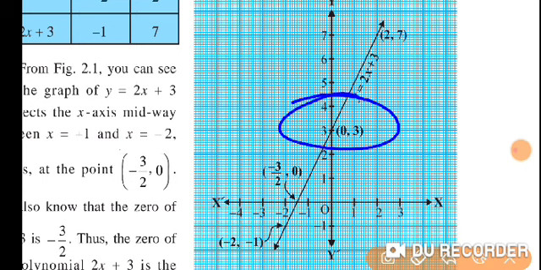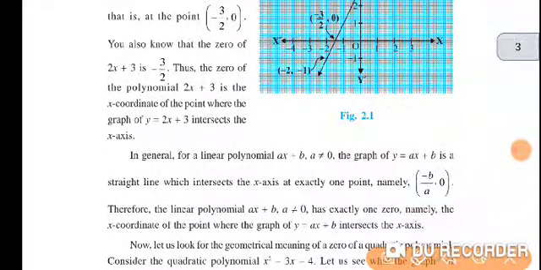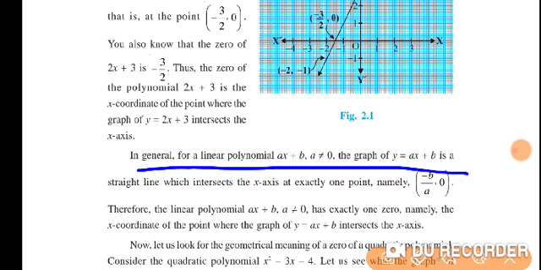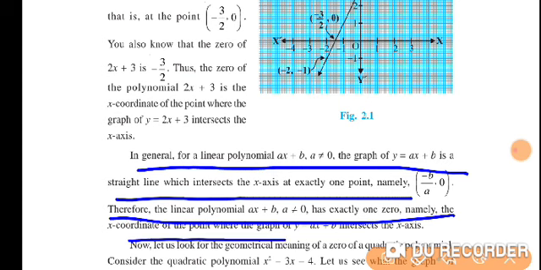At how many points does this line intersect the x-axis? Only one point. Therefore, how many zeros are possible for a linear polynomial? Only one is possible. Is that point clear? So in general, a linear polynomial will intersect the x-axis in only one point, and therefore a linear polynomial will have only one zero. This is a very, very important point which you mark in your textbook.